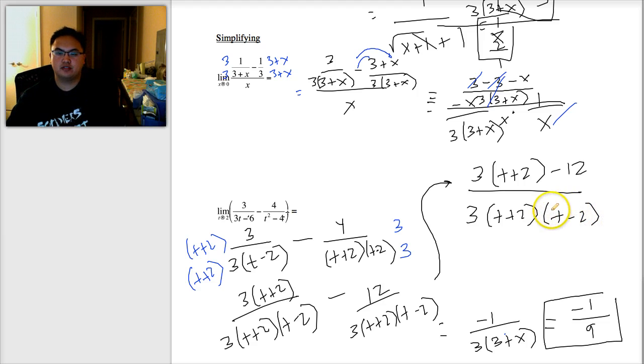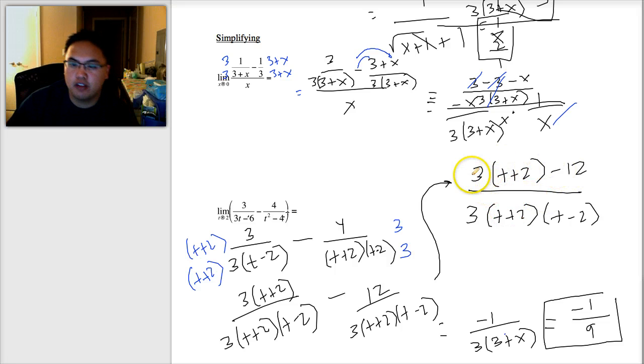So close. Now, some of you may be tempted to do a couple things. Some of you may want to cancel these 3's out. You can't do that yet. Some of you may want to cancel these t plus 2's. You can't do that yet. You have to have a common factor. If this had a 3 and there's a 3 over here, then yes, you could cancel it. But right now, you can't cancel out anything.